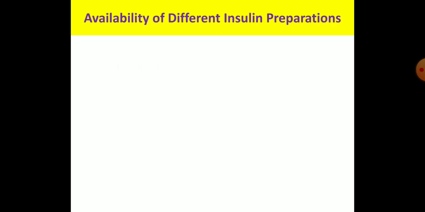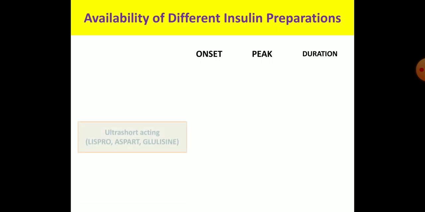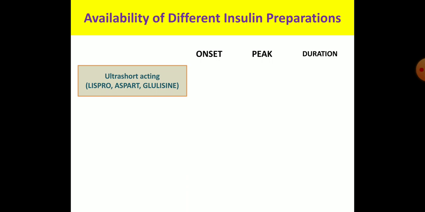Now, let us look briefly at an overview of the availability of different insulin preparations. There are many ways of discussing insulin preparations, but because we want to discuss insulin regimes, we see the preparations in relation to the onset, the peak, and the duration. According to that, the most rapidly acting insulin is ultra short acting, and these are the insulin analogs lispro, aspart and glulisine. Their onset of action is less than 30 minutes, and with some preparations around 10 to 15 minutes, while the peak is around 30 to 90 minutes and duration ranges from 2 to 6 hours.